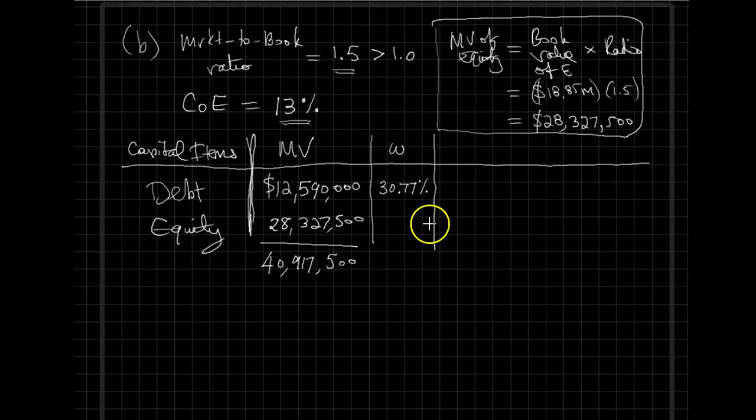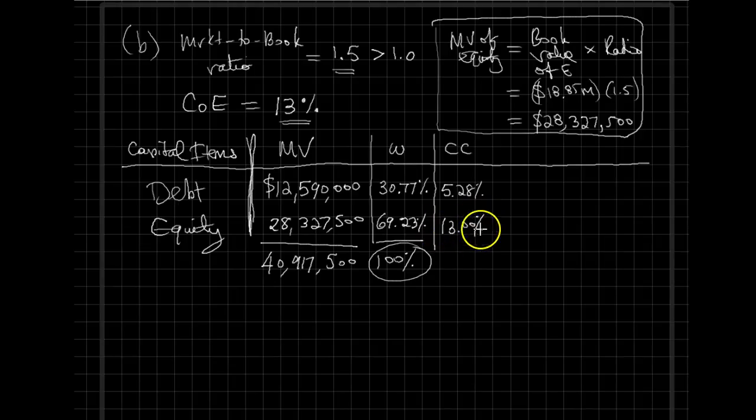Recall, in our previous calculation, this was 40%. And the weight of stocks has increased to 69.23%. But the total still did not change, still 100%. The after-tax cost of capital for the debt again didn't change, 5.28%. However, for equity, it has reduced to 13% now.